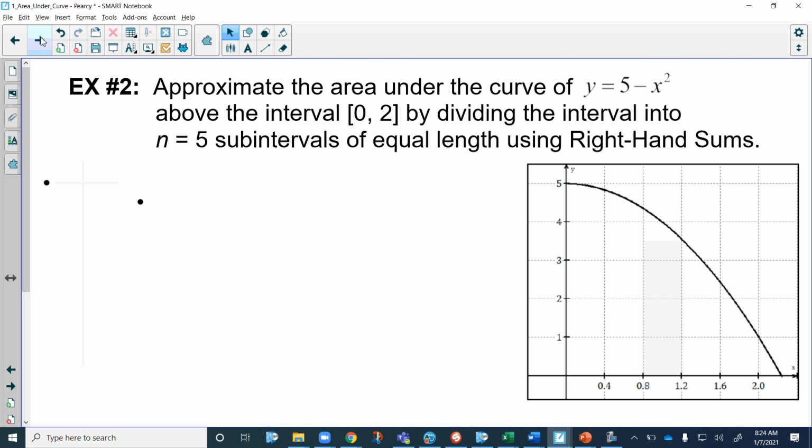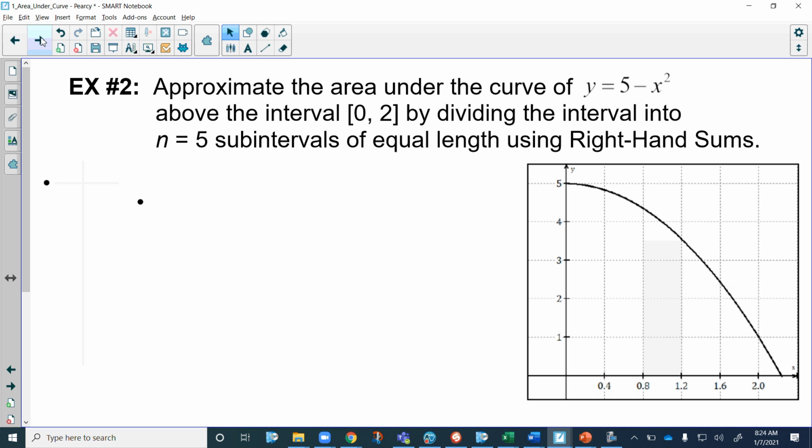Now for a right-hand Riemann sum, they're changing up the type of function that we're working with here. They're giving us part of a quadratic over the interval from 0 to 2, and we want to find the approximated area under the curve. The rectangles are not given to you, so you need to draw them in. Go ahead and pause the video and try to draw the rectangles in using right-hand Riemann sums. When you're ready, hit play and see what mine look like.